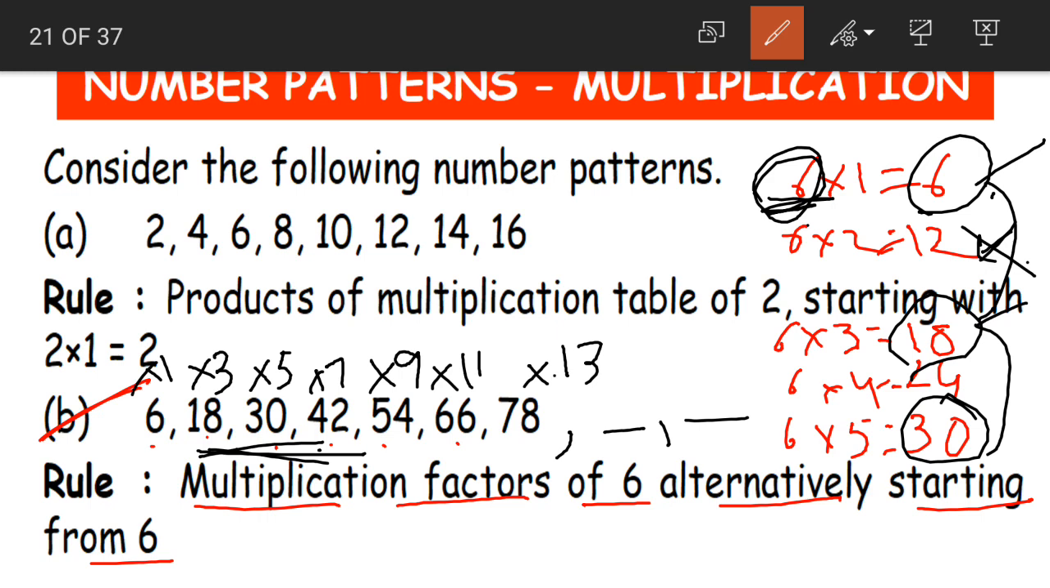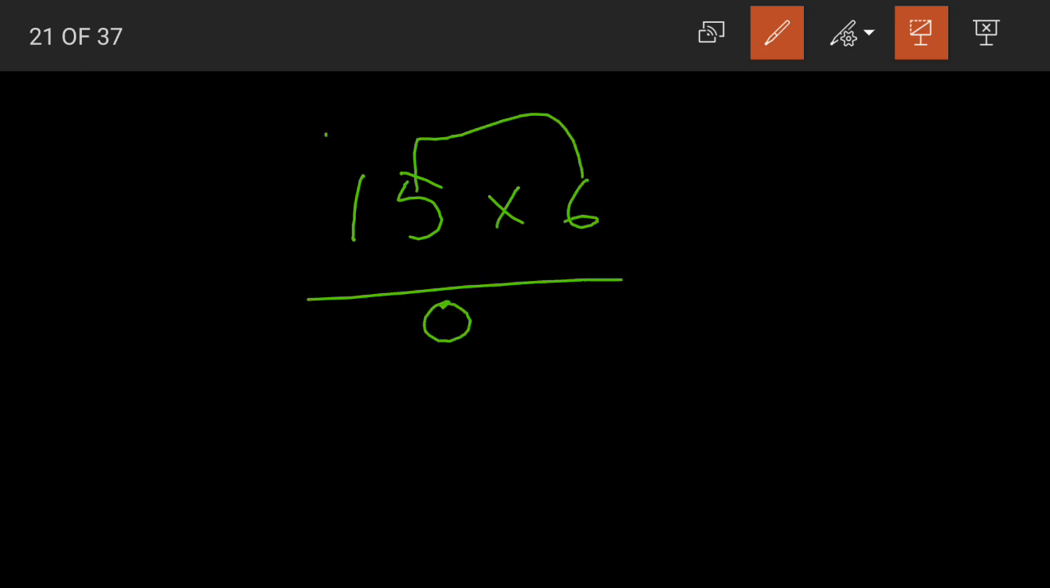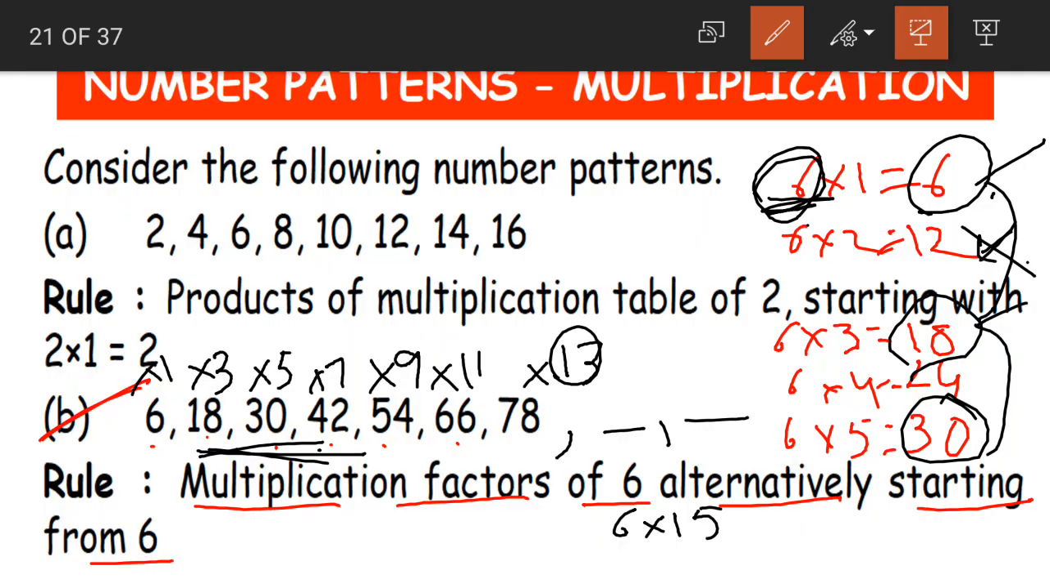We have completed till 13. What number should we take next? 15. 6 into 15. 15 into 6. 6 fives are 30, 3 carried. 6 ones are 6 plus 3 becomes 9. So 90 will be our next number.